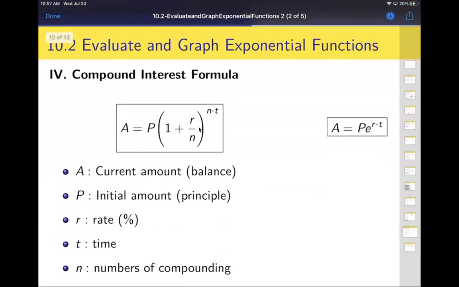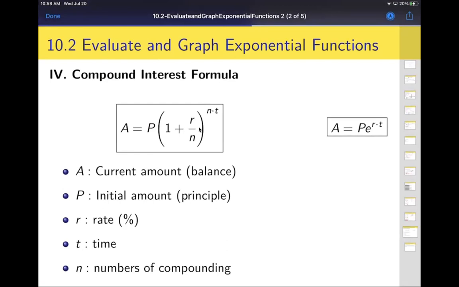Compound interest formula. One thing about the exponential function is you use it to compound your interest. Now, if you buy a car, they'll tell you how much interest you pay, right? This is the formula they use. Or if you invest into something like a stock, in the last few years during the pandemic, a lot of new people got involved in playing with the stock market, right?